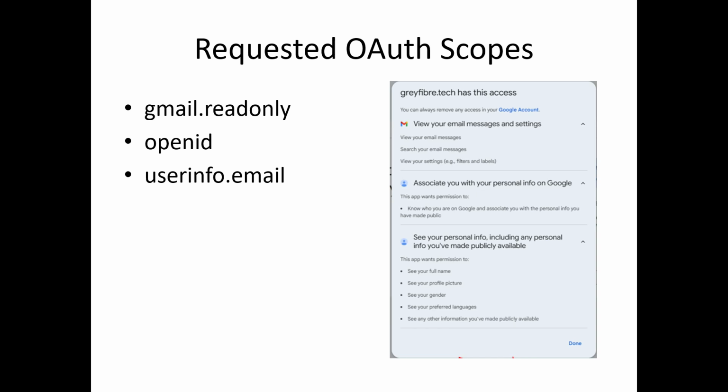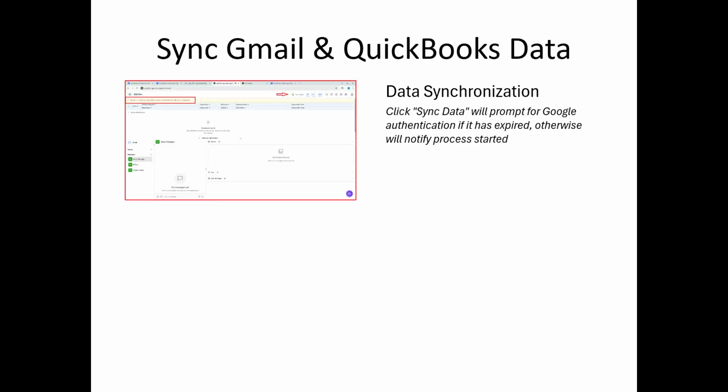The requested scopes are the Gmail read-only, the OpenID, and the user info email, and as stated on the previous slide, the user can get more detail on each one of these by clicking the down arrow. Once they have completed that, now they're inside the application itself.